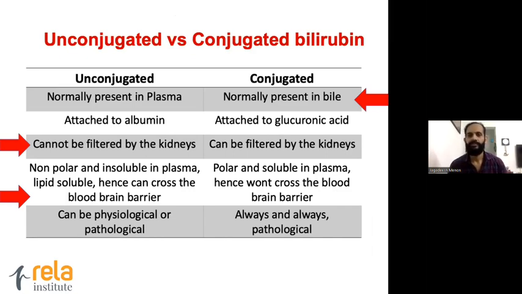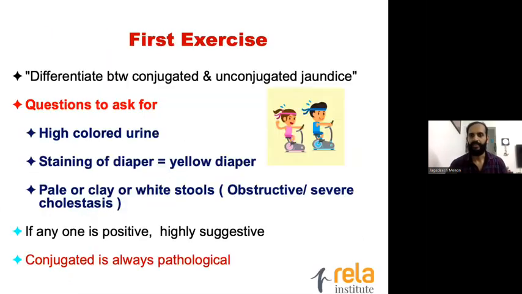Conjugated bilirubin is usually excreted via the liver, and when there is an obstructive jaundice, it gets excreted via the kidney because it is a water-soluble fraction. Unconjugated bilirubin is not water-soluble. So the symptoms of cholestasis are based on these two scientific phenomena. As I already mentioned, the first exercise is to differentiate between conjugated and unconjugated jaundice.